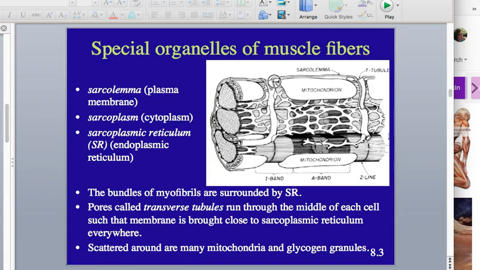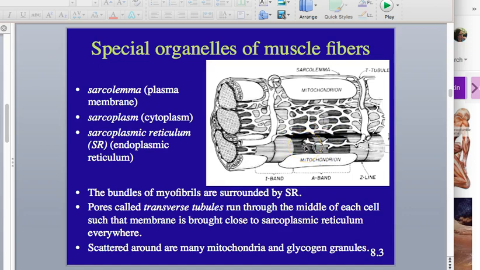So what's happening here? Let me think about this. Here again is our sarcomere. Here's where the actin and the myosin are happening. Here's the myosin, and here's the actin.